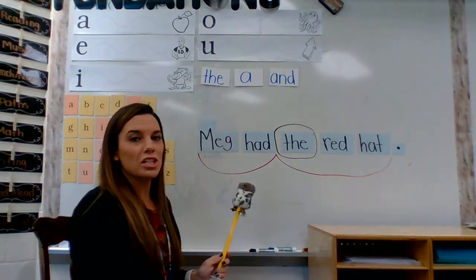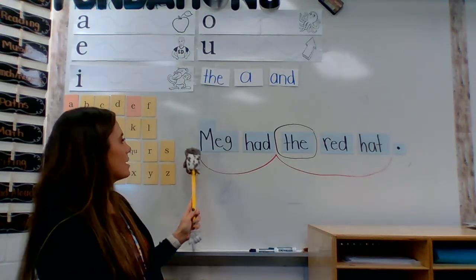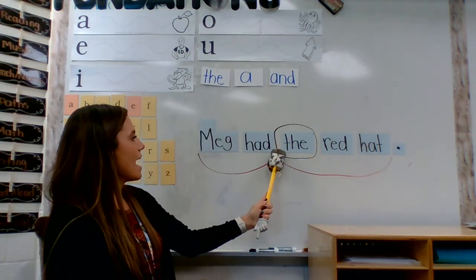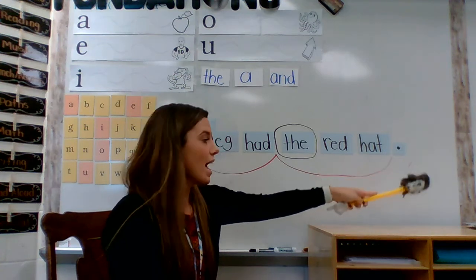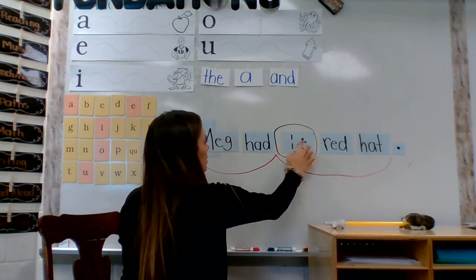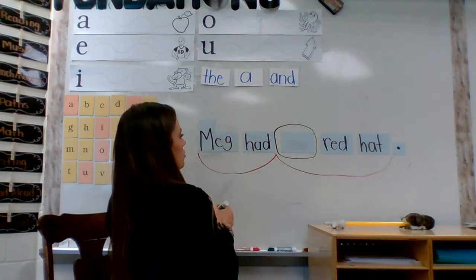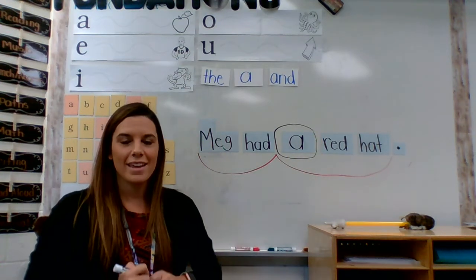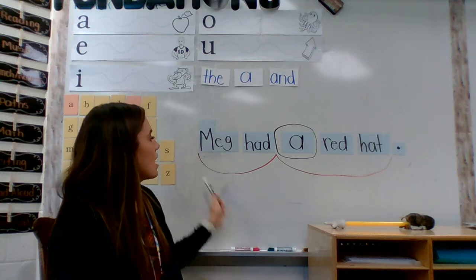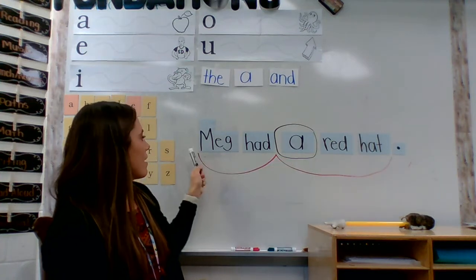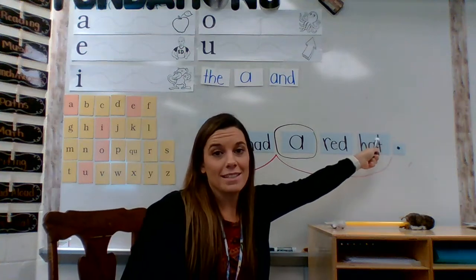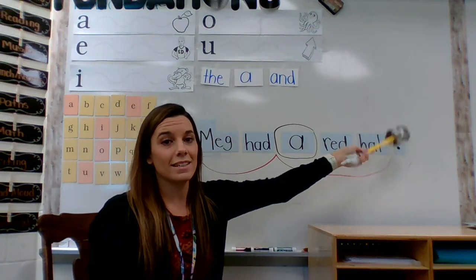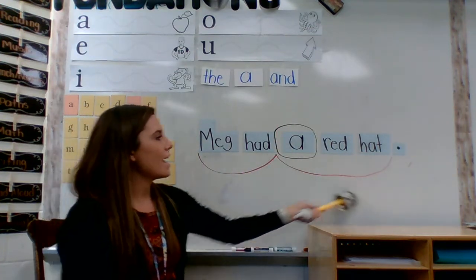I'm going to get baby Echo because she wants to hear you read it. Read it with me. Are you ready? Meg had the red hat. Let's read it again. Meg had the red hat. Good job. What if I change this word and I use another one of our trick words? I use the word a. So now when I read the sentence, I'm not going to say Meg had the, I'm going to say a. Meg had a red hat. Can you guys read it with me? Meg had a red hat. One more time. Meg had a red hat.